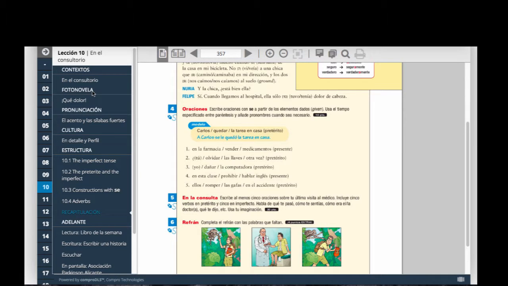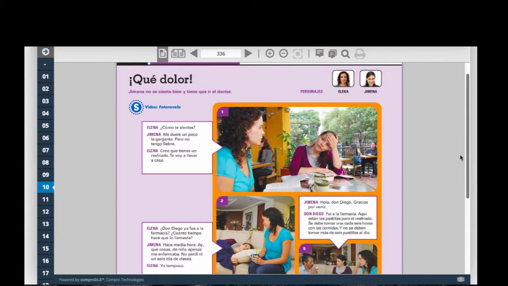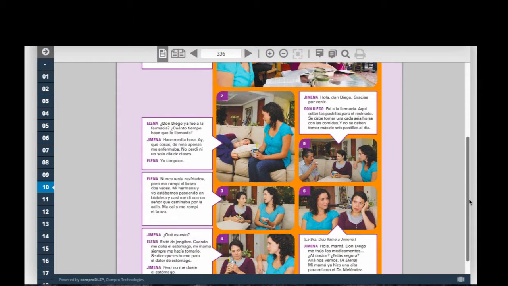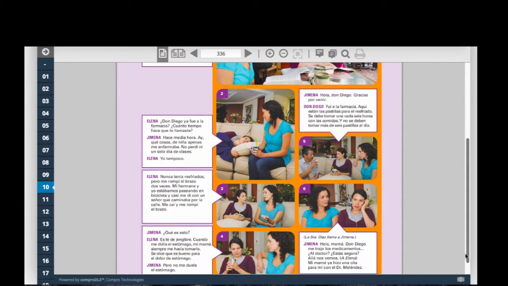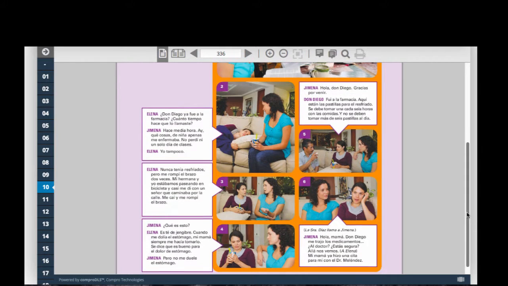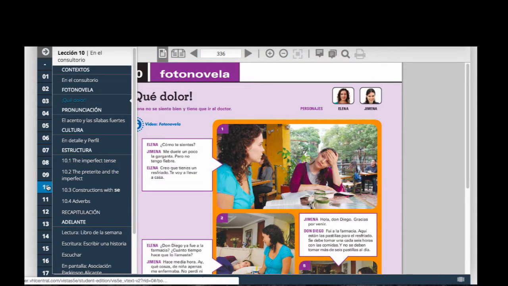Please review the sections in the book. Fotonovela is the first one. Qué dolor. In this fotonovela, Jimena is talking about the time she gets sick and has to go to the doctor, and then she talks about when she broke her arm. She broke her arm twice, and she's talking to her friend about it. It says in here: Me caí y me rompí el brazo. I'm sorry, I got confused for a moment. So remember, Elena, Jimena's friend, broke her arm twice.